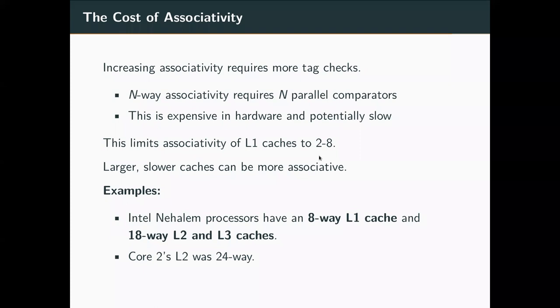Intel processors have 8-way L1. This is Intel Nehalem. I couldn't find it in a more up-to-date version because it's not something that they publish. It's mainly people who have profiled it, or back in the day maybe Intel published these. Anyway, 18-way for L2 and L3. The Core 2s have a 24-way L2 cache. So it's higher associativity, but it's going to be a little bit slower. But for L1, we want it to be fast, so it's going to be fairly small associativity.